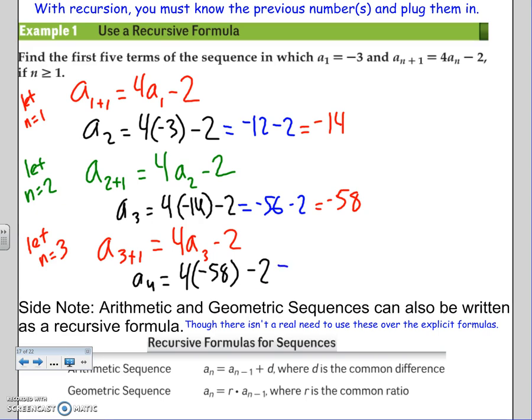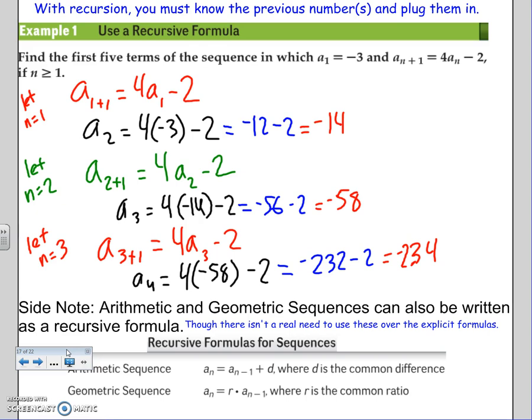Alright, for this, let's use a calculator. 4 times negative 58 gives us negative 232. Minus 2, that's negative 234. And we just repeat that process. I plug in n equals 4 to find the next term. But we'll stop there.